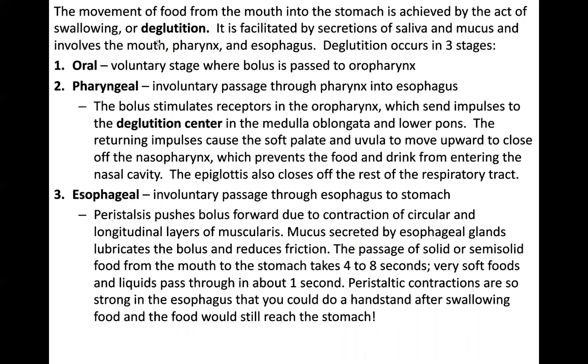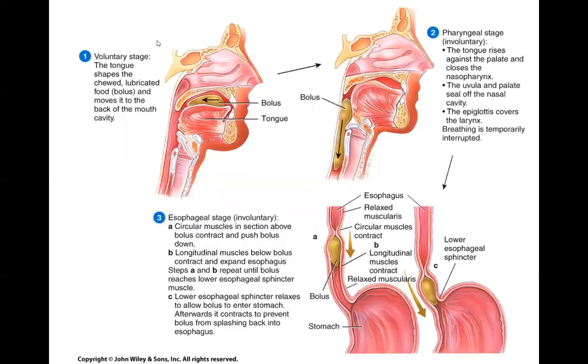Peristaltic contractions are so strong in the esophagus that you could do a handstand after swallowing food and the food would still reach your stomach. Or as some college students do, stand or invert themselves above a beer keg and drink, what they call a cake stand, if you've heard of that, where a person's upside down and drinking beer and still swallowing that into their stomach.